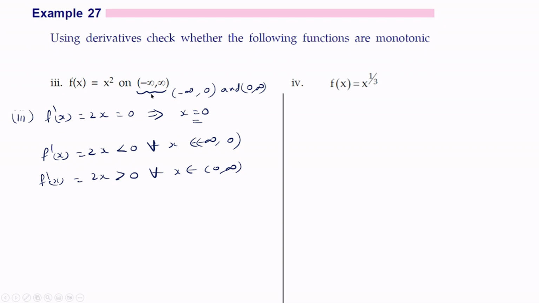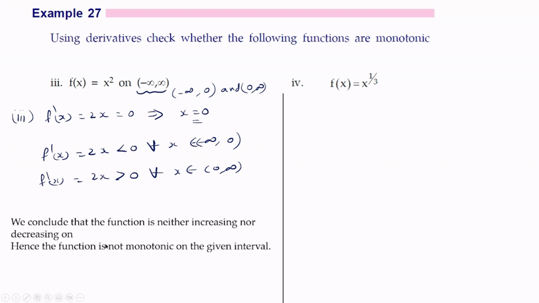So on the interval minus infinity, infinity, it is neither decreasing nor increasing. We conclude that the function is neither increasing nor decreasing on the open interval minus infinity, infinity. Hence the function is not monotonic on this given interval. And now we have the next question, f of x is equal to x raised to 1 by 3.